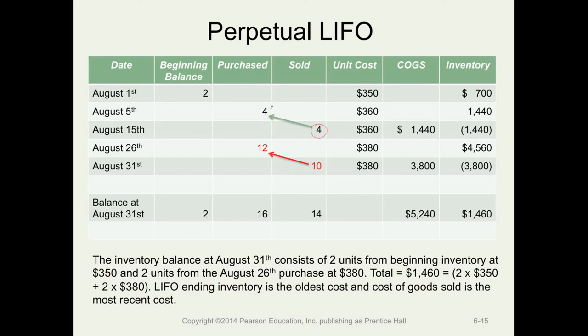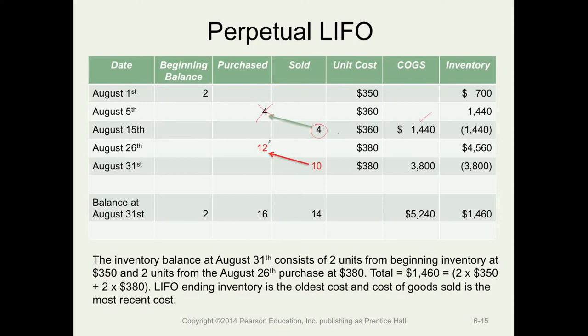Last in, first out. The last goods in were August 5th. They're the first ones to be sold. So we sell 4 at $360, which gives us a cost of goods sold of $1,440. Notice the cost of goods sold are your most recent costs. They are not inclusive of the beginning units.